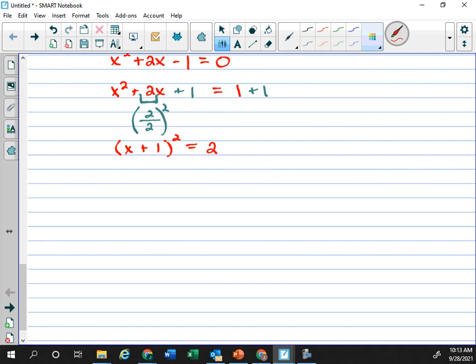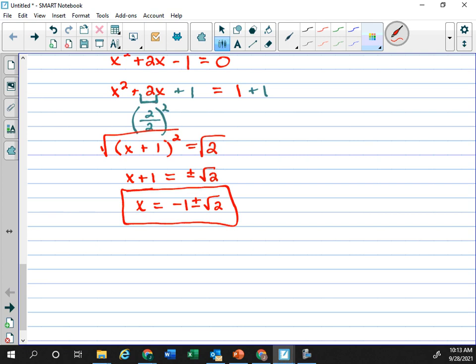Okay, solving that then, how do I go about solving this? Square root of both sides, good. So then I have x plus 1 on the left. What do I need to remember on the right side? Good, yeah, plus or minus root 2. So my final answer is negative 1 plus or minus root 2. If you had done the quadratic formula, that is the same answer you would have ended up with.